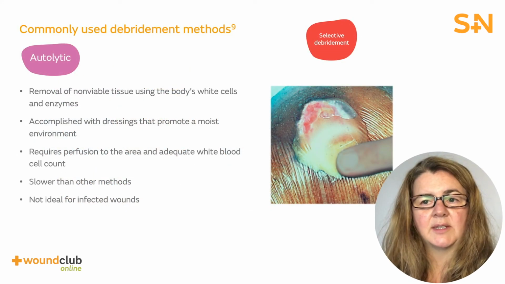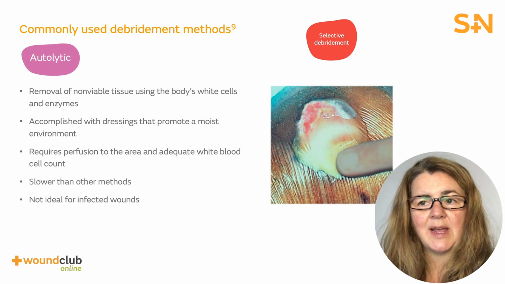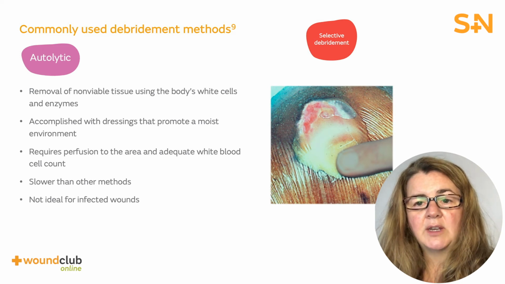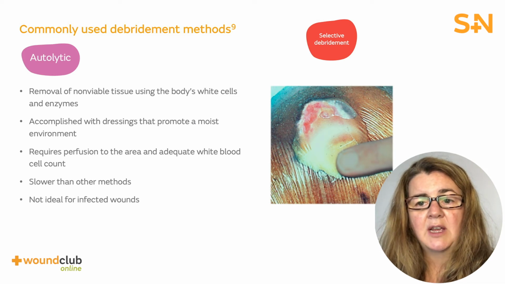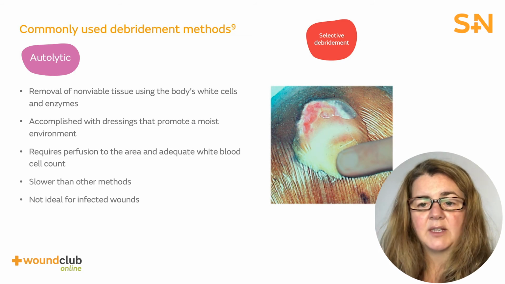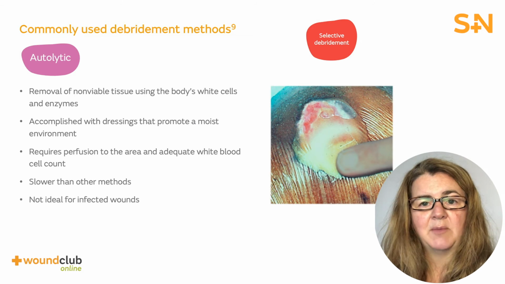Autolysis or autolytic debridement involves the body's own white blood cells and natural enzymes to remove non-viable tissue while leaving healthy tissue intact. During the inflammatory phase of healing, autolytic debridement occurs naturally in patients with inadequate leukocyte function and moist vascular wounds. Autolysis is slow and therefore not ideal for infected wounds. Any dressing that will maintain a moist environment can help to promote autolytic debridement.